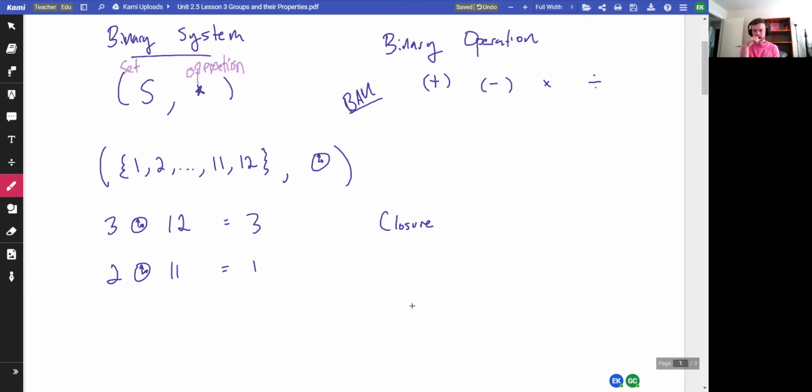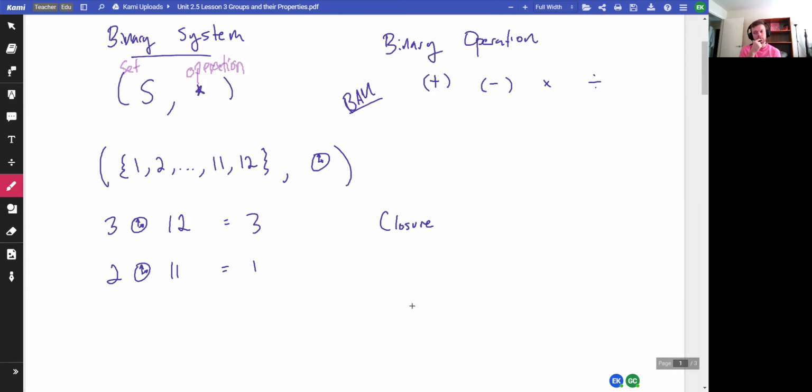Closure means a binary system has closure if you take any two elements and you clock them, or operate on them with your binary operation, and you get a new element that is in the set. So if you take any two elements in the set S and you clock them, must you get something that is in the set, or can you get something outside of the set? We have closure if we can only get elements that are in the set.